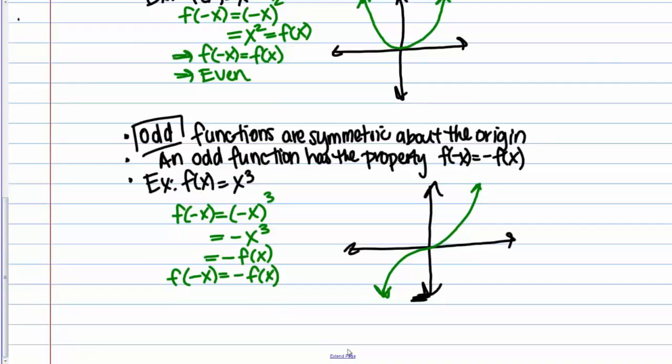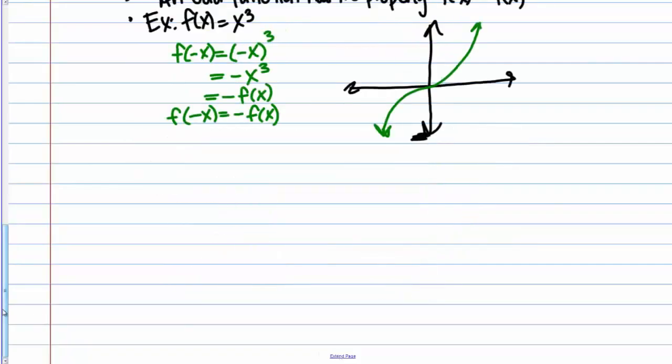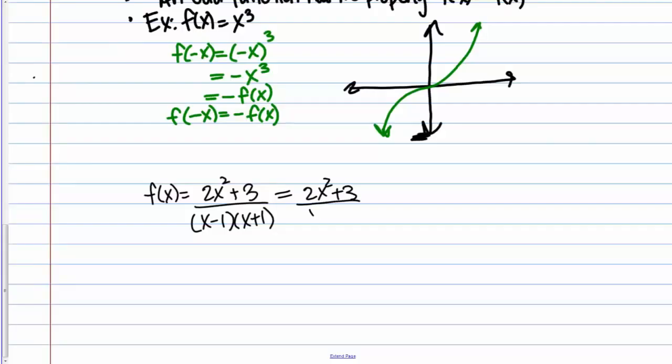Now we want to apply this to our function and see if our function is even or odd. So why is this helpful? Well, if our function is even or odd, we can use that symmetry to help us graph it. Okay, so let's check our function then. All right, so remember our function is f of x equals 2x squared plus 3 over x minus 1 times x plus 1. For this part of the problem, I'm actually going to rewrite this function as 2x squared plus 3 over x squared minus 1. It's just going to make the algebra a little bit easier because we won't have those two x's to deal with in the denominator.